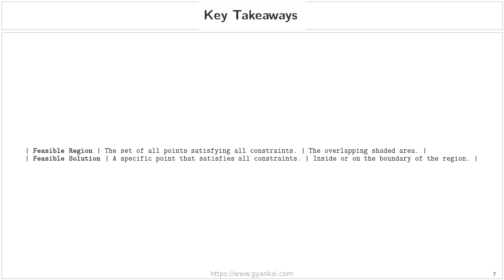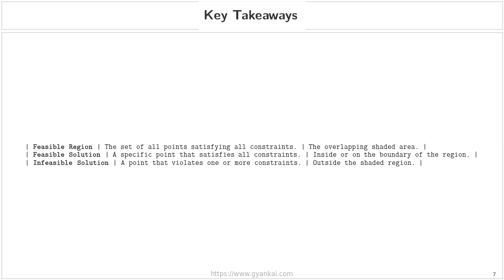Next, we have the feasible solution. While the region is the entire area, a feasible solution is just one specific point, or coordinate, that satisfies all the constraints. If you pick a point that lies anywhere inside that shaded area, or even right on the boundary lines, it is a feasible solution.